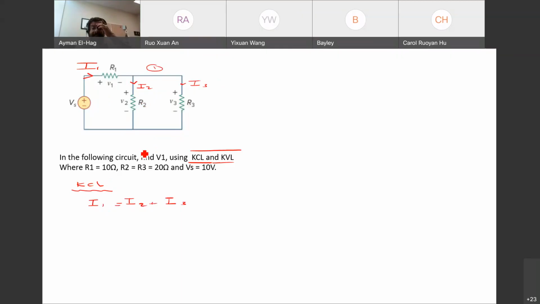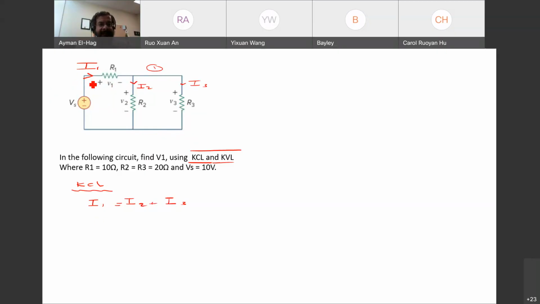Now the second thing is the KVL. There is no other KCL I can apply, because this is the only node where I can apply KCL. The other node will give me exactly the same thing. This node is not helping anymore because I1 here, I1 there, so this is not really helping. Now, you have to assign polarity based on the current direction: plus, minus, plus, minus, plus, minus, based on the current direction. So we need to apply KVL.